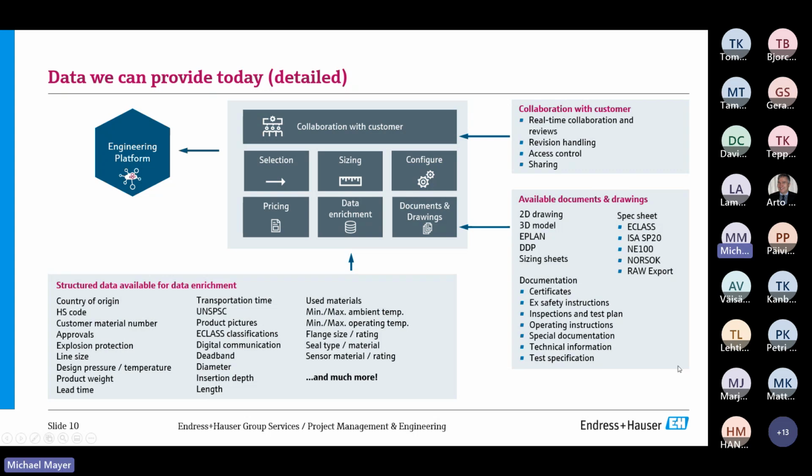As I said, we provide a lot of data today, which is already available, like 2D drawings, 3D drawings, E-plan electrical diagrams. We also have spec sheets, Excel spec sheets that are asked for, NORSOK, NE100, and so on, ECLASS documents that we can export. And also, as I said, it's about collaborating for us and not just having an internal platform. You can already access it via our homepage entrus.com. You can create an account for free and have a look at this platform.